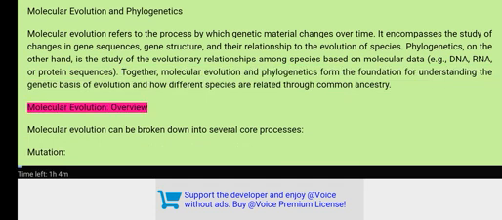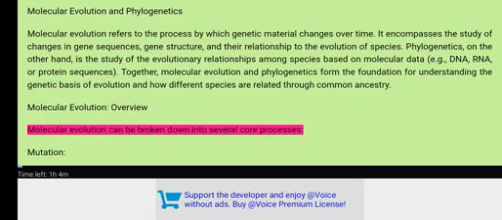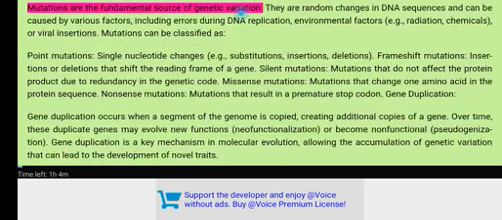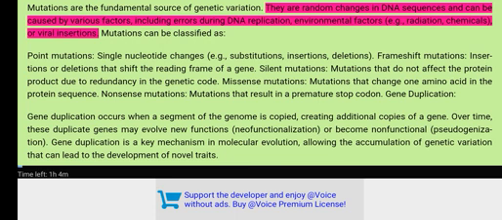Molecular evolution. Overview. Molecular evolution can be broken down into several core processes. Mutation. Mutations are the fundamental source of genetic variation. They are random changes in DNA sequences and can be caused by various factors, including errors during DNA replication, environmental factors e.g., radiation, chemicals, or viral insertions.